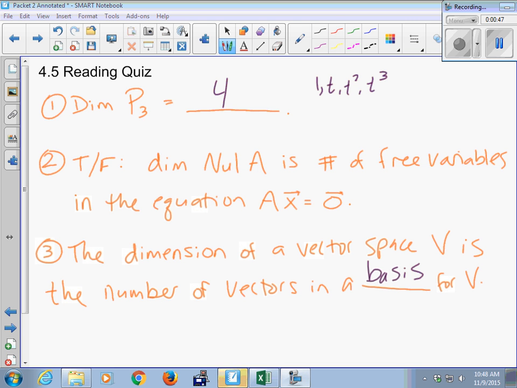Okay, true or false? The dimension of the null space of A is the number of free variables in the equation Ax equals 0. That is true. Good. About half of you used that as your question, so hopefully you got that.